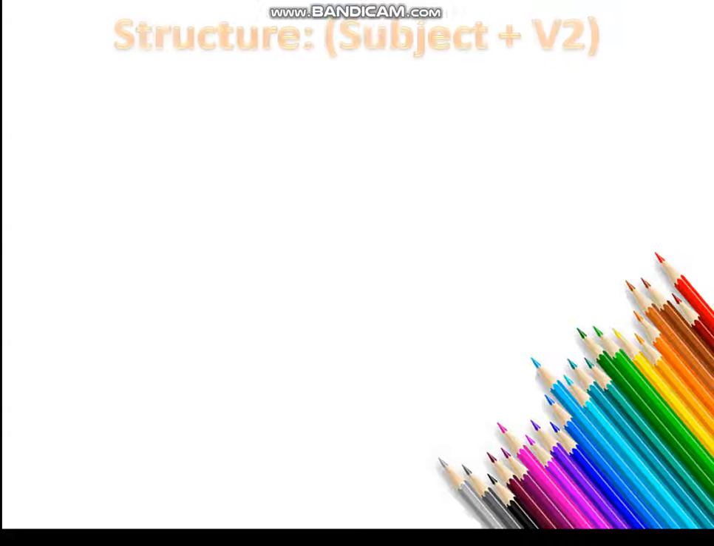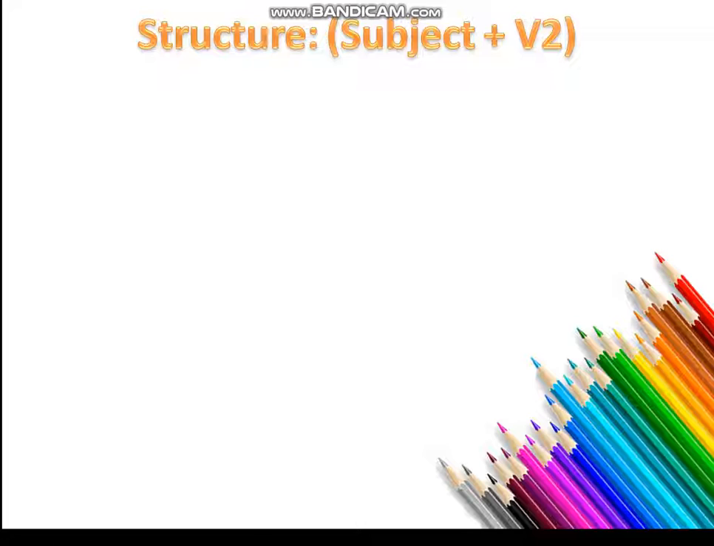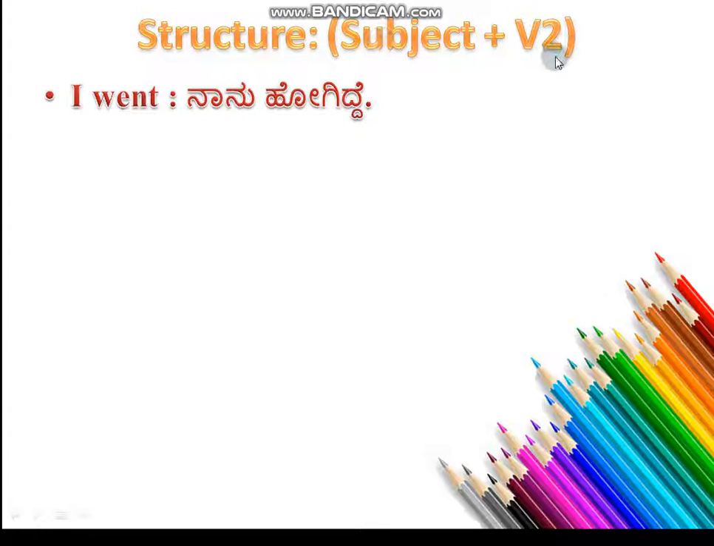So now we want to understand the structure. The structure is subject plus V2 form. First we use the subject, afterwards we use V2 form. Already I told you the main verb is in V2 form, or past tense form. Here we may have a confusion. In simple present, according to the subject, we changed the main verbs. If it is I, we, you, they and plural nouns, we used V1, and if it is he, she, it and singular noun, we used V plus s.